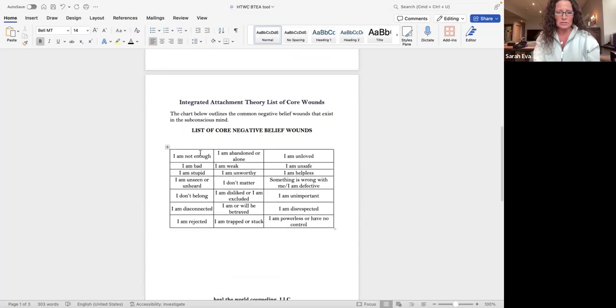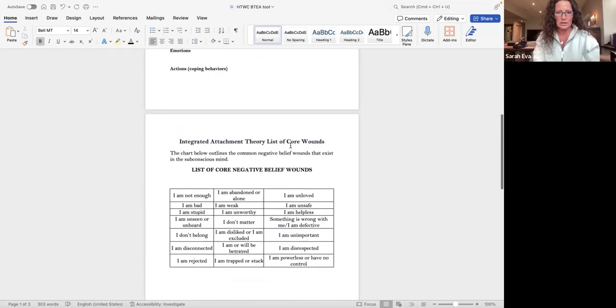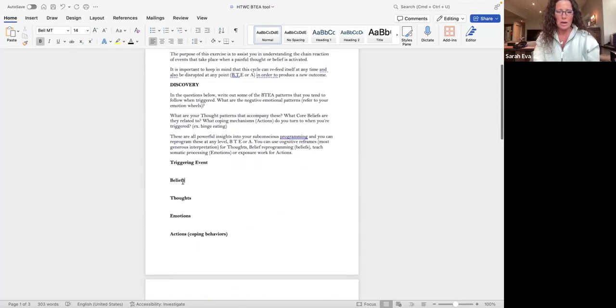So this is your list down here on the second page. This is your list of core negative beliefs or core wounds. That's what we're talking about with beliefs and sometimes negative thoughts. When you're answering these questions, these are really powerful insights into your subconscious mind programming. And you can reprogram these at any level, again, at the belief, thought, emotion, or action level.